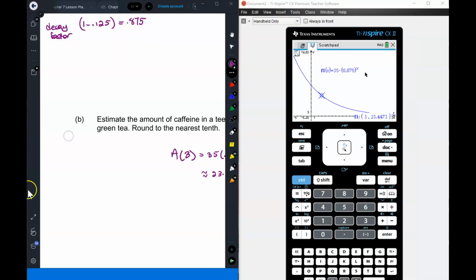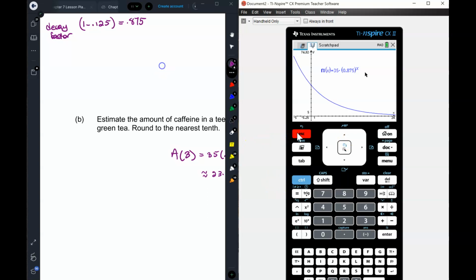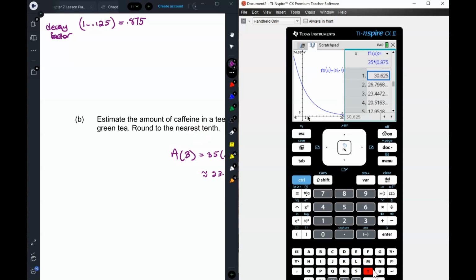Another way to extract it from the graph is this. Let's press escape. If you do Control T for table, you can go down the table, and then when x is 3, you have 23.45 as well.